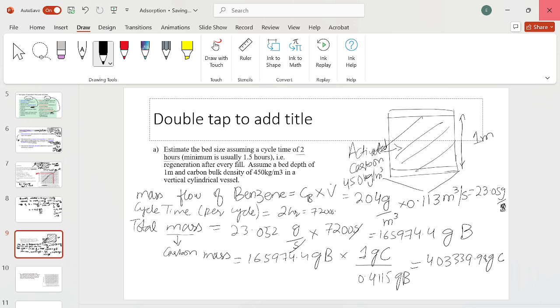So that mass of carbon can be converted into volume. So volume is equal to mass over density. We are given the density value.